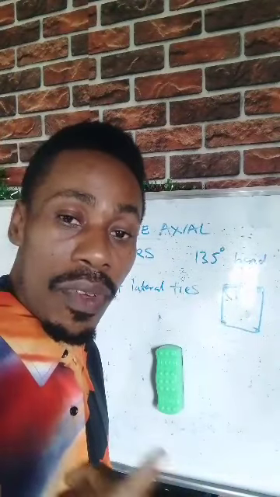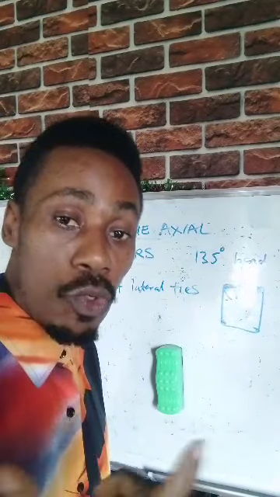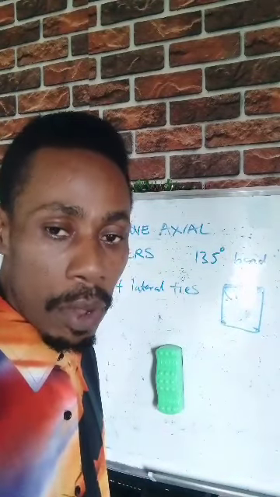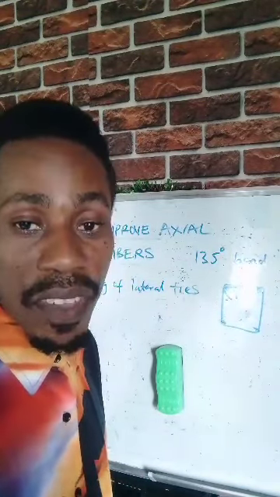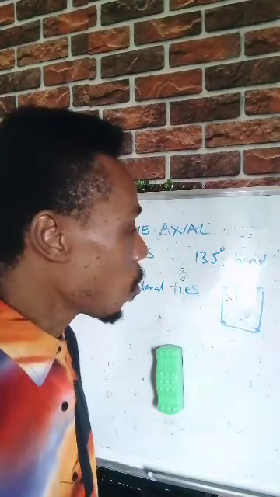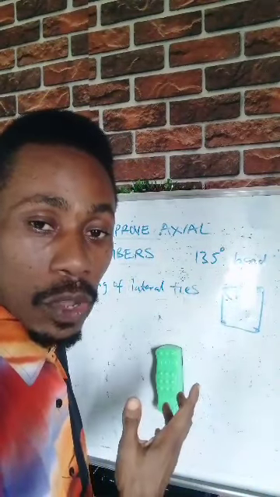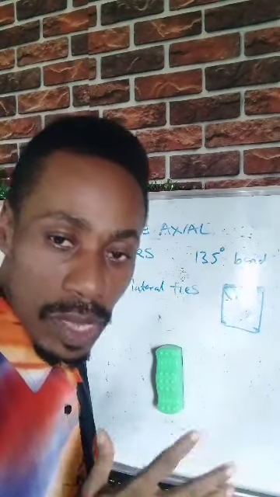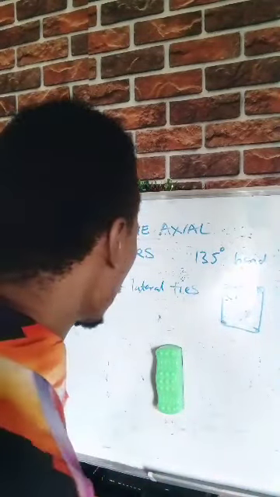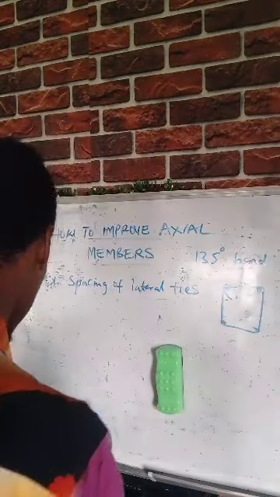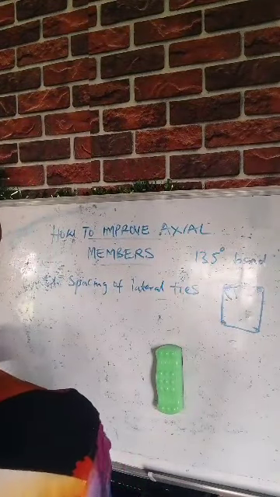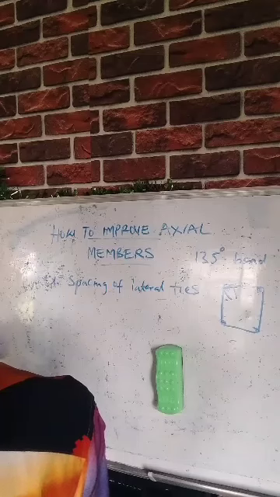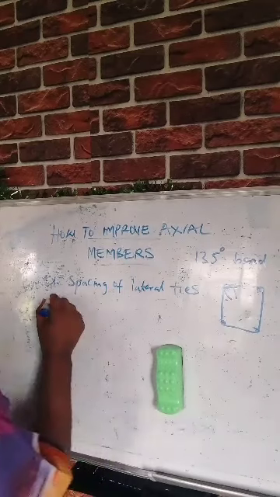Because a lot of columns do buckle, they fail by buckling. There are some that fail by shearing. But if adequate measures are taken, you see that these effects will be curtailed to the lowest minimum. Now we look at also the diameter.